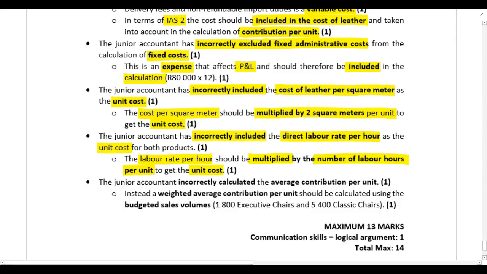So let's just wrap this up. He's incorrectly calculated the average contribution per unit. Instead, a weighted average contribution per unit should be calculated using budgeted sales volumes. So using the 1,800 executive chairs and 5,400 classic chairs.